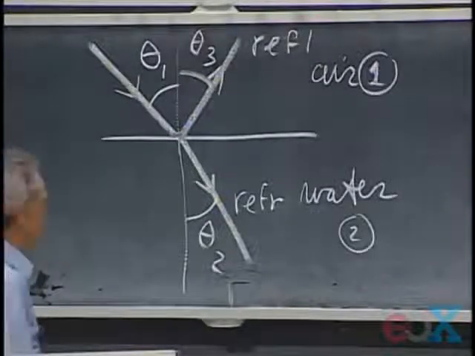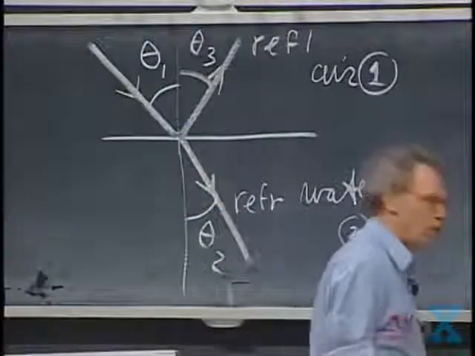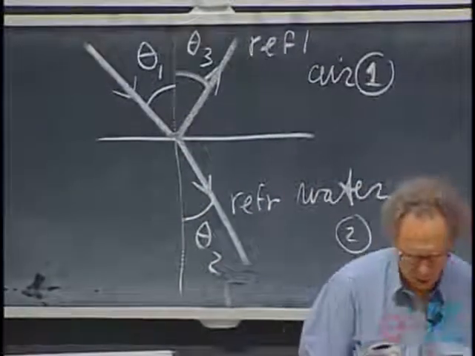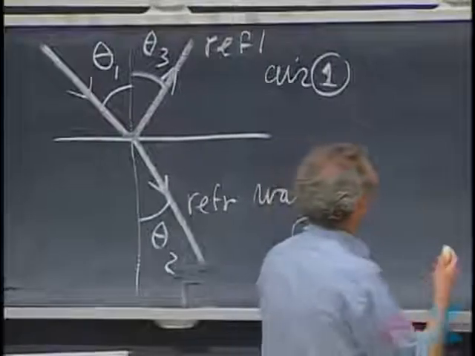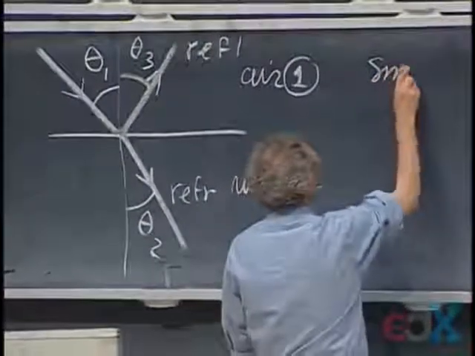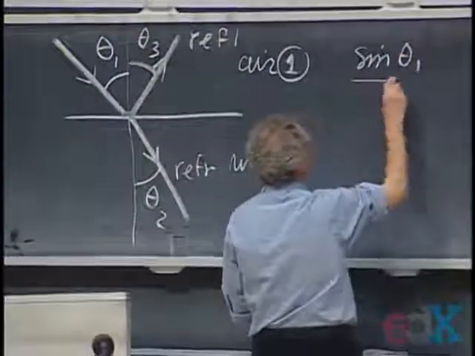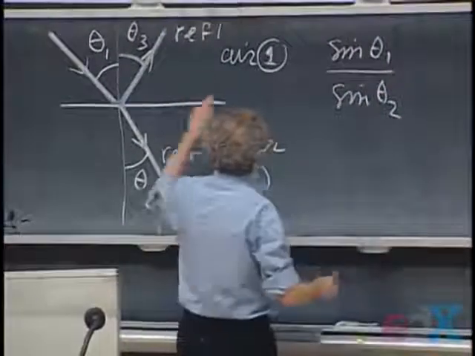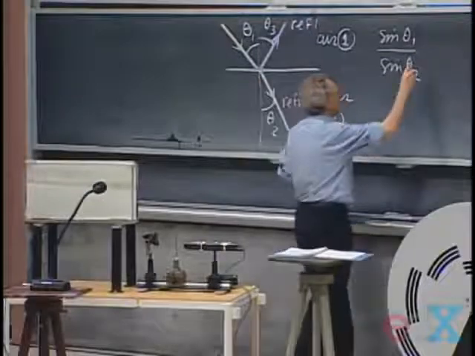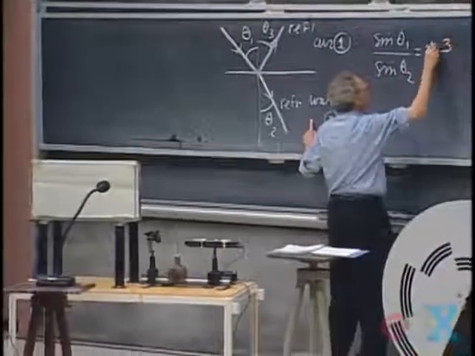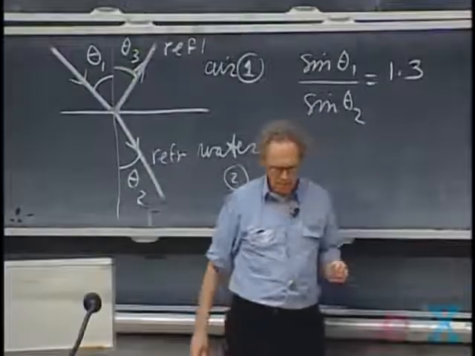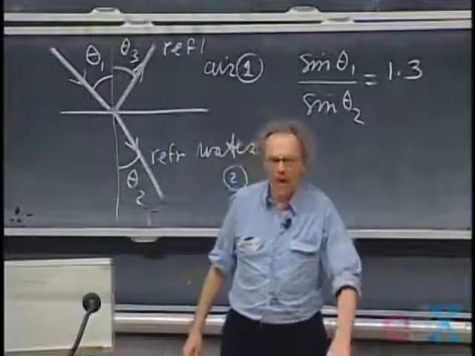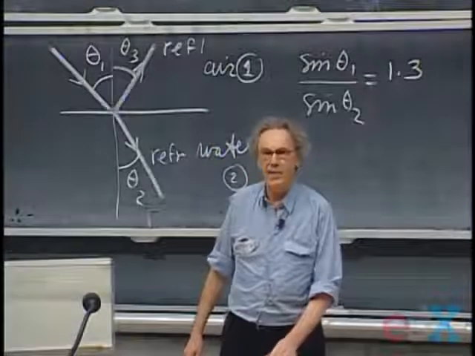And then the third one, which is the most surprising one, which is called after him, Snell's law, although his name was Snellius, is that the sine of theta 1 divided by the sine of theta 2, if we go from air to water, then that ratio is about 1.3. If you go from air to glass, it's a little higher. It's like 1.5 or so.